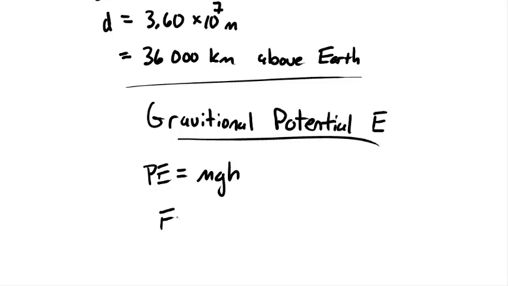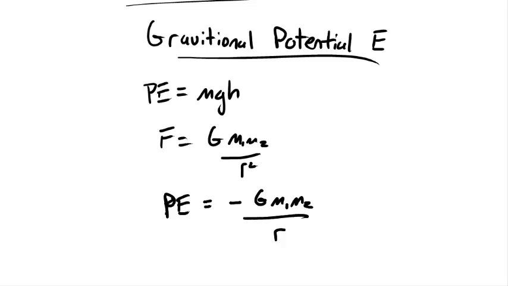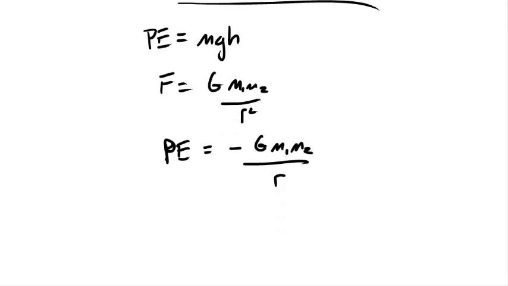And basing it on the universal gravitational law, G m1 m2 over r squared, if we take the integral of that, we're going to get potential energy equals negative G m1 m2 over r. So notice it's not r squared, and notice there's a negative sign. This negative sign can be a bit confusing, but try to look at it from a different perspective. We're looking more at change than we are at an actual number.